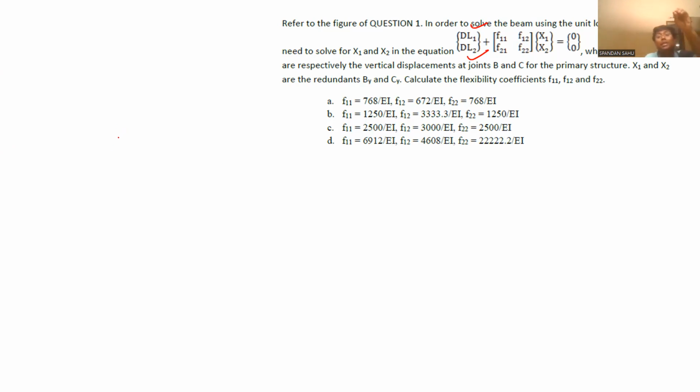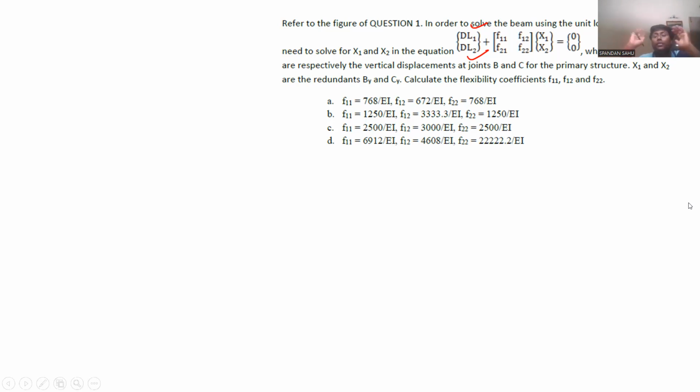It will be displacement at 1 due to unit load at 1. If you are unable to, again, from analogy, this is force method. F is flexibility. What does flexibility mean? Tell me, what does flexibility mean? What does stiffness mean?